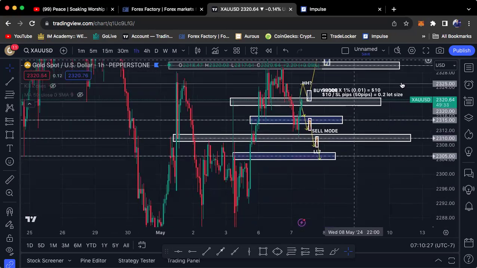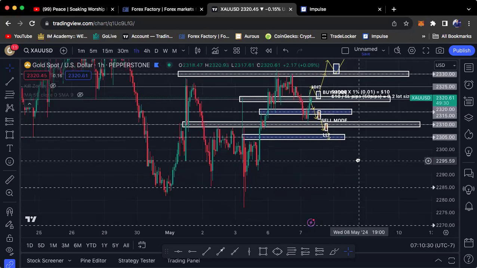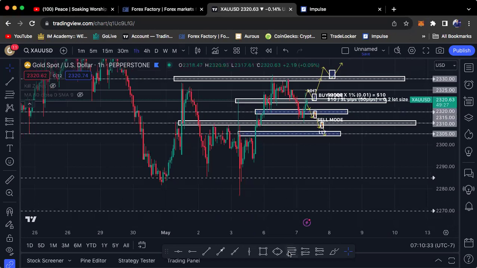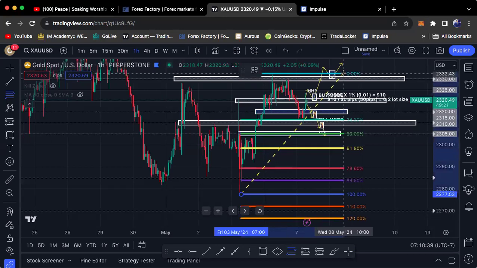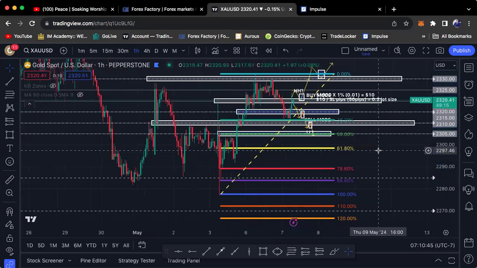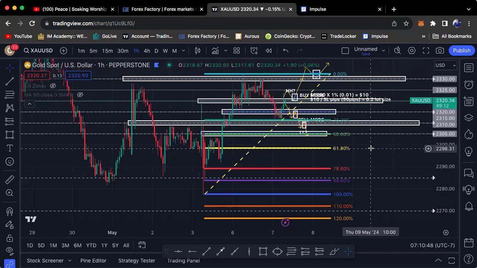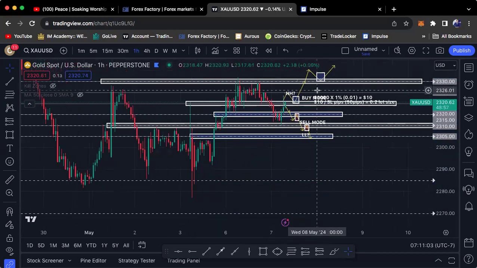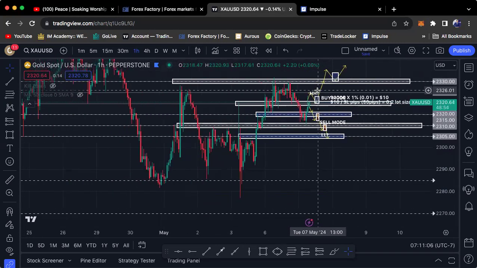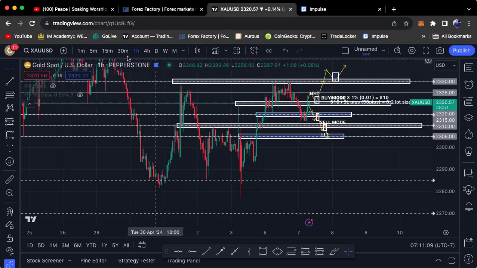So let me take the Fibonacci low to high. 61.8 zone is at 2298.